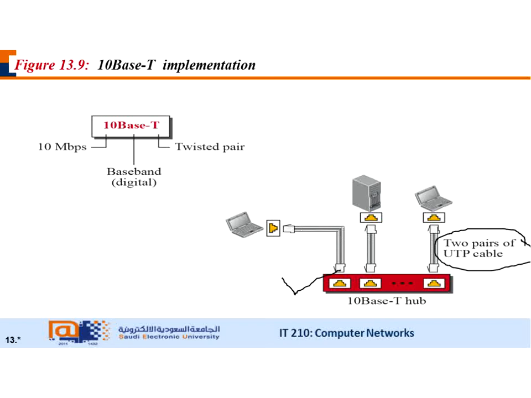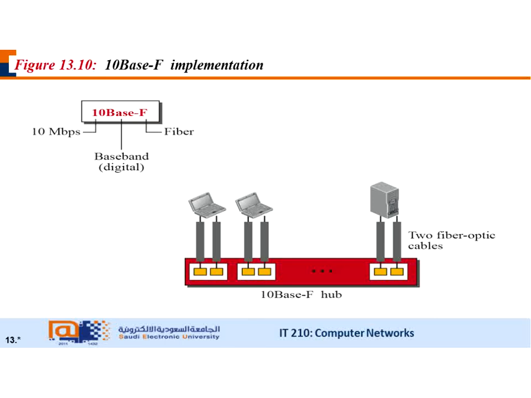Compared to 10Base5 or 10Base2, we can see that the hub actually replaces the coaxial cable as far as collision is concerned. Now the maximum length of the twisted cable is defined as 100 meters to minimize the effect of attenuation in the twisted cable.